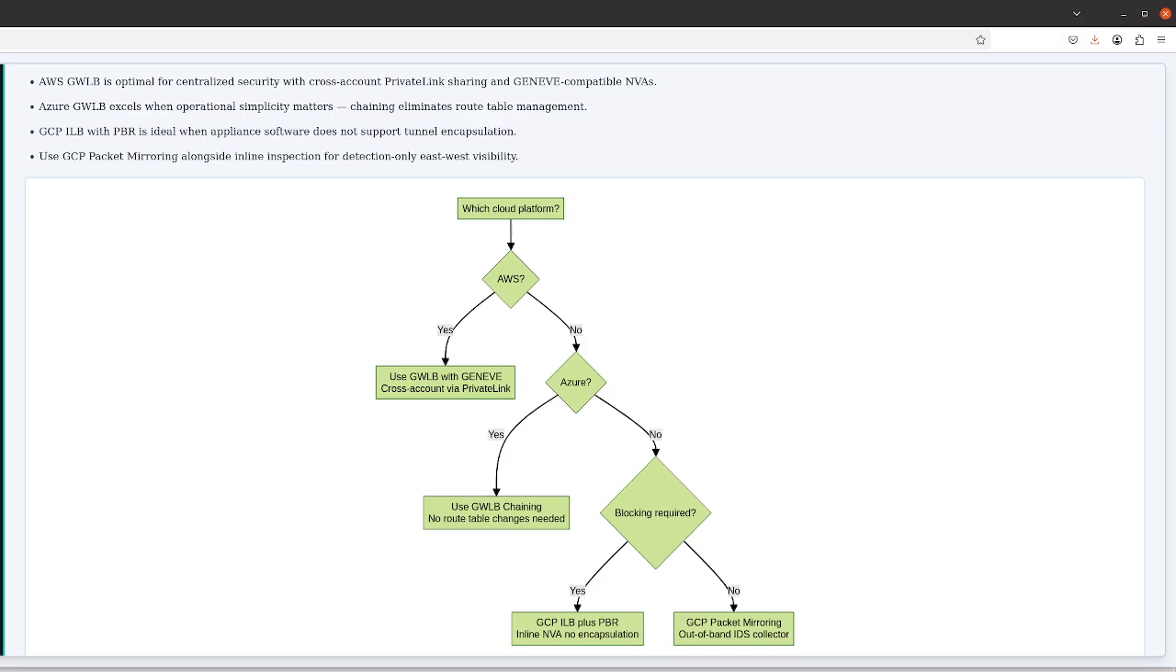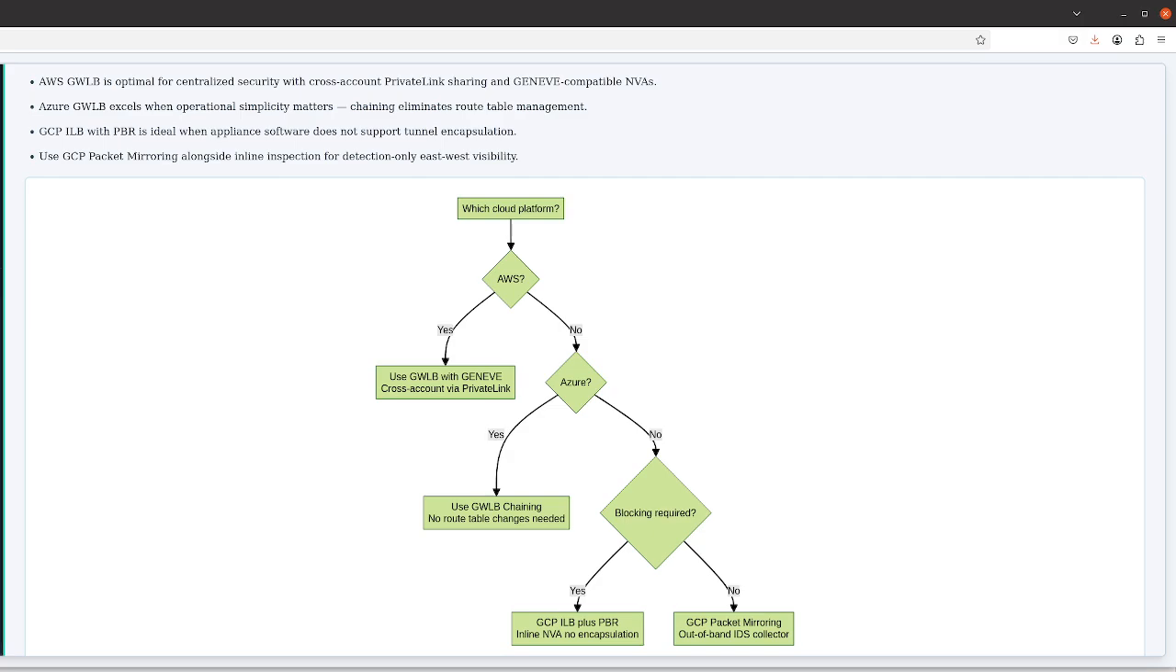If you are on Azure and value operational simplicity in traffic routing, the chaining model of Azure GWLB is compelling because it does not require route table management in consumer VNets. The dual VNI tunnel interface model is supported by the same major vendors. Azure GWLB is particularly well suited to scenarios where you are already using standard load balancers or application gateways as your consumer frontends. If you are on GCP, the answer depends on your use case.